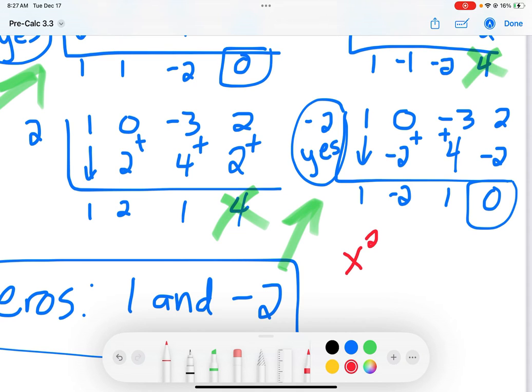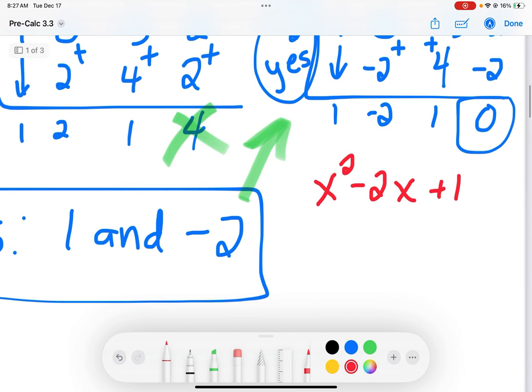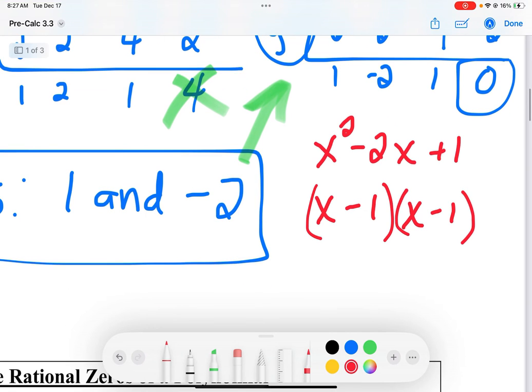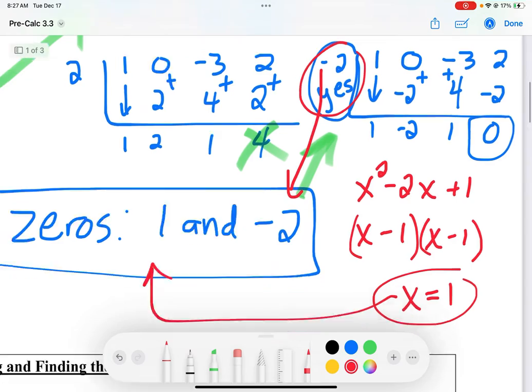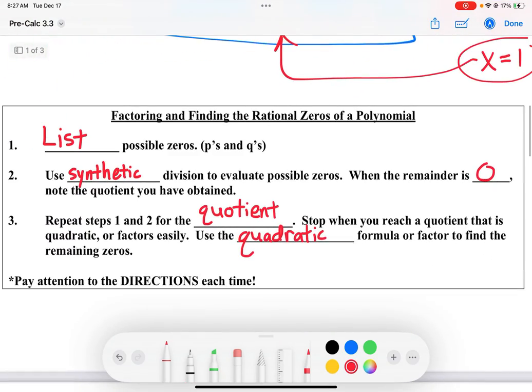So this would be 1x squared minus 2x plus 1. And we could actually factor this now. This would factor out to x minus 1, x minus 1. And then when would x minus 1 give you 0? When x equals 1. So this was one of our zeros. The other 0 was the number we got when we did synthetic division. So once you get a 0, you can actually factor to find the other zeros, which is what we're going to talk about right here.